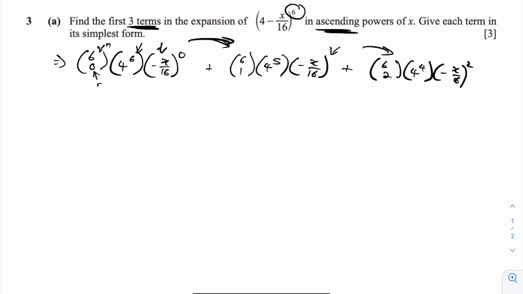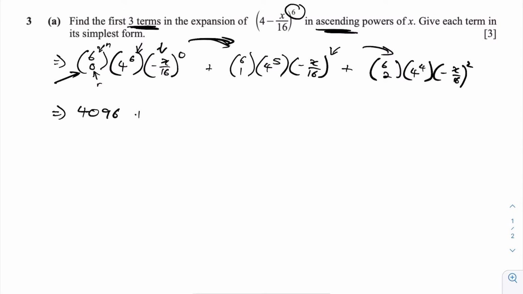So we can evaluate 6 choose 0, which is just 1, because there's only one way of choosing nothing from 6 items. And then 4 to the power of 6, we can use our calculator to figure that out. 4 to the power of 6 is 4,096. And next, (negative x over 16) to the power of 0, that's just 1, because anything to the power of 0 is just 1. So this term is just 4,096.